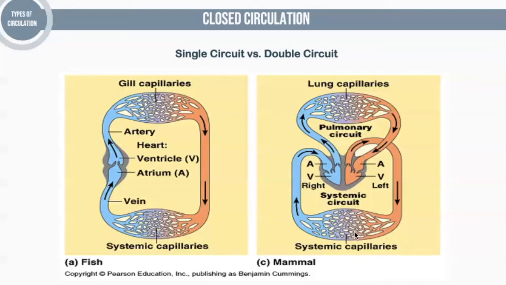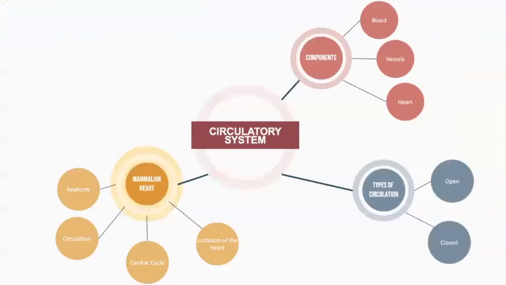So here, of course, the body will receive the oxygen, will use the nutrients, and the blood that will leave those tissues will now be deoxygenated. And now it will return to the heart to be pumped again to the pulmonary circuit, and the cycle will continue. That's it for the circulation.